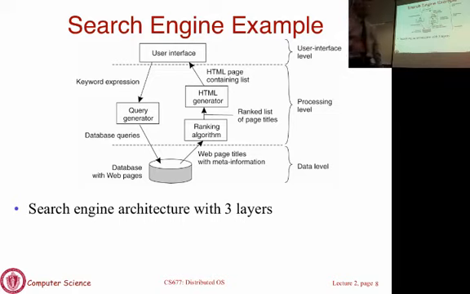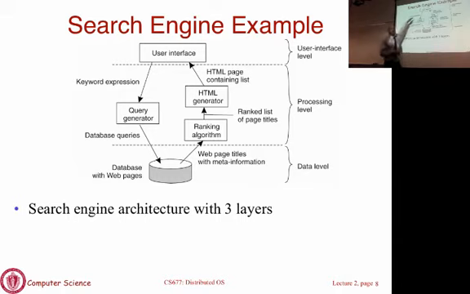Here is an example of a search engine, and how you may actually write the server of a search engine using the three layers that I mentioned. You will see that the search engine has multiple components. I'm going to explain a little bit of that. The dotted lines are the boundaries between the user interface, the processing, and the data layer.